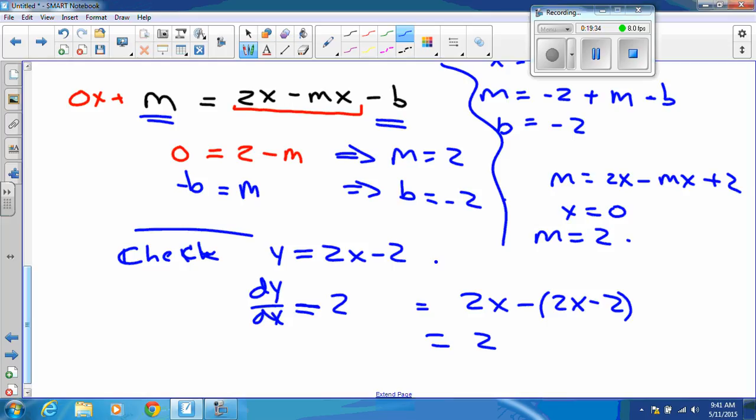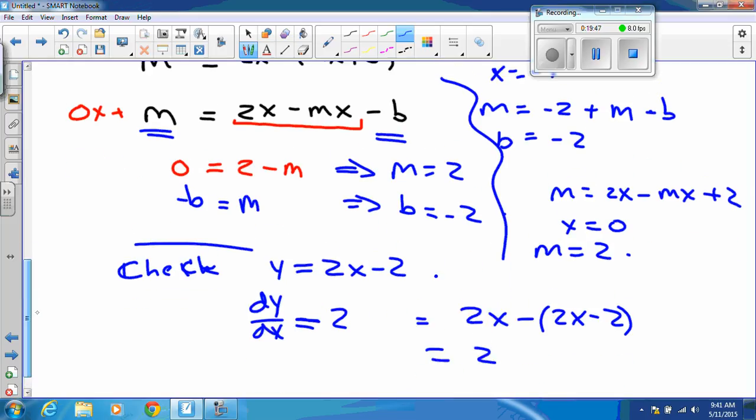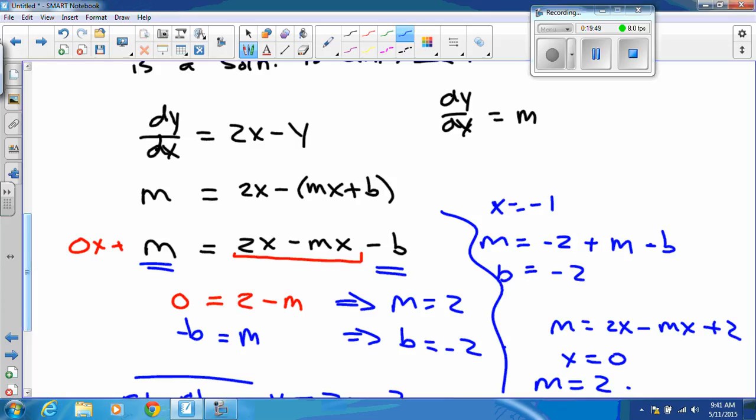This was the challenge question on the exam. My guess is they'll probably award 2 points, one for substituting to this point, and then one for finding the values of m and b. That's my guess. Any questions on this one?